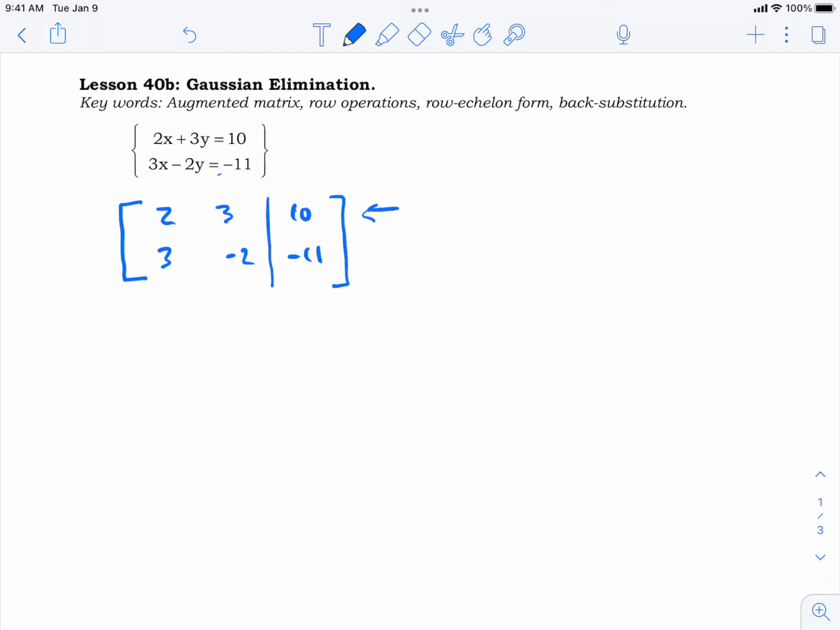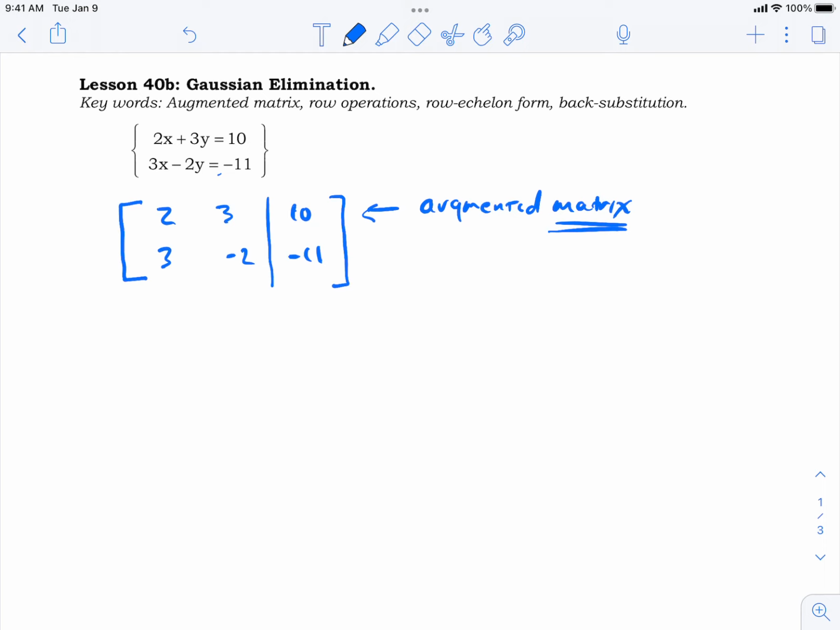It represents exactly this: 2x + 3y equals 10, 3x minus 2y equals -11. So it's just a shorthand for the equations that we're looking at above. Now this happens to have a name. It's called an augmented matrix.